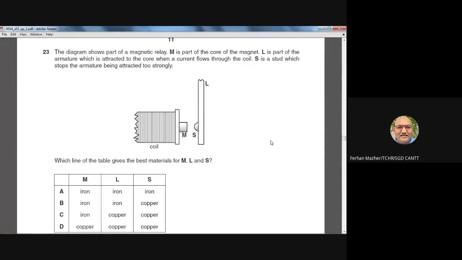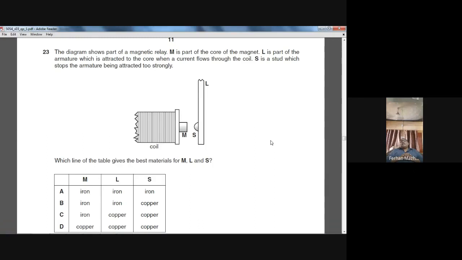The diagram shows part of a magnetic relay. M is part of the core of the magnet. L is part of the armature which is attracted to the core when a current flows through the coil. S is a stud which stops the armature being attracted too strongly. Which line of the table gives the best materials for M, L, and S?